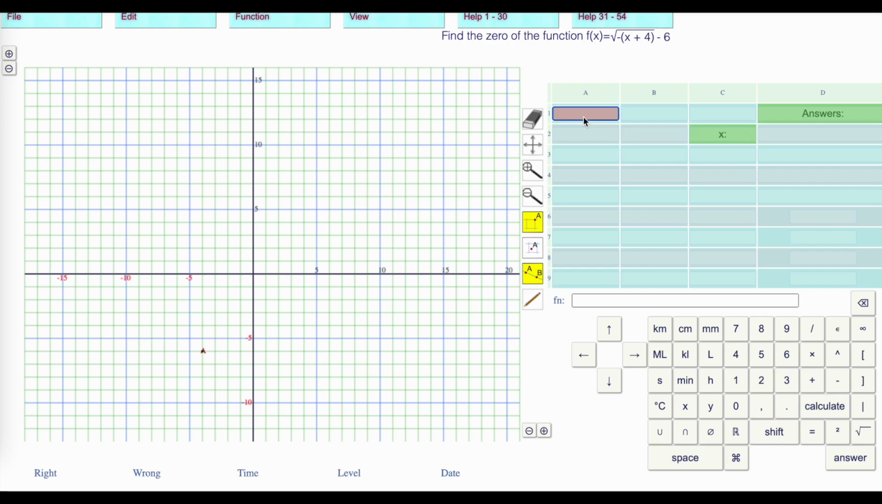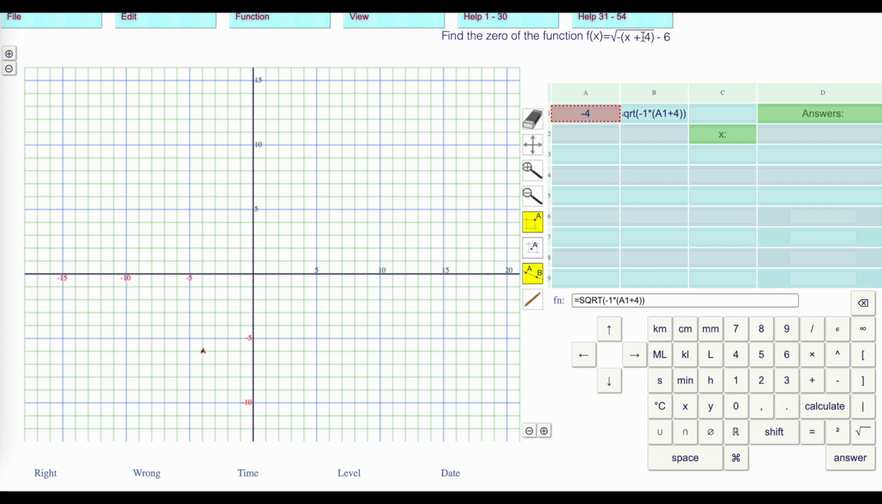When x is negative 4, we should get negative 6, is equal to the square root of negative 1 times open bracket the x plus the 4, close the bracket, close the square root bracket. So that's going to give us negative 4 plus 4 is 0, times negative 1 is still 0.